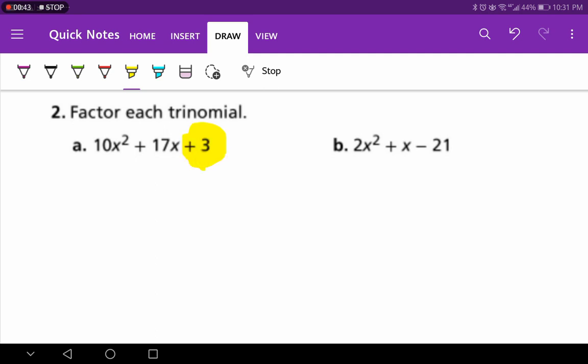Okay, but in this situation, my dear student, you have to check if the coefficient of x squared is 1 or not. And here, as you see, it is not 1, it is 10. In this case, you need one more step now and one more step after. So the first step here, you have to multiply this guy, the A, by the C. Okay, let us do it. So 10 by 3 equals 30.